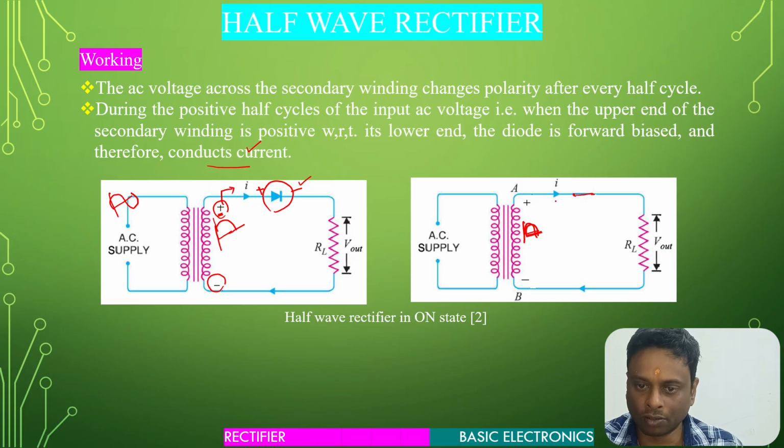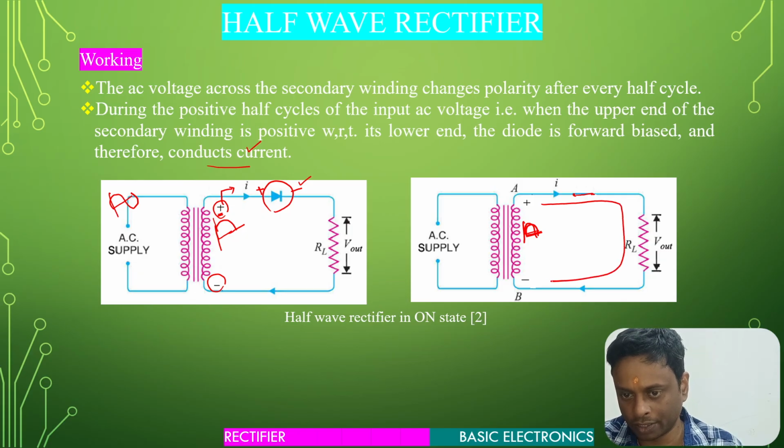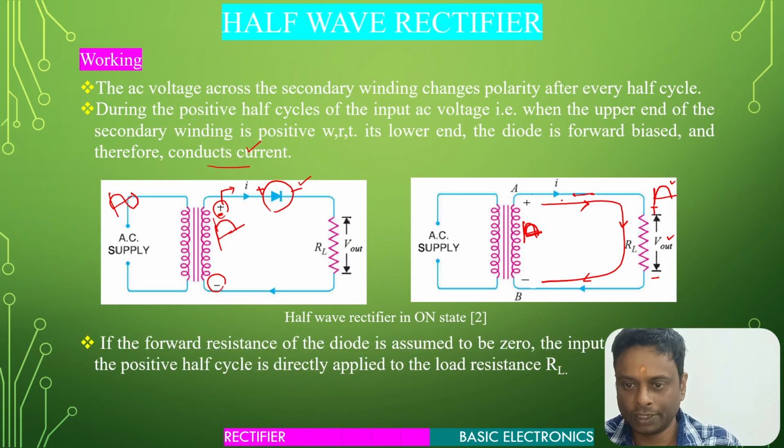The current flow direction, if you see, starts from here, goes through the load resistor and back to the negative terminal. So this is our current flow direction. You can see this is the positive and negative, so V out. In this case, the current through the load resistor is from positive to negative. So we are getting the exact replica of the input at the output.